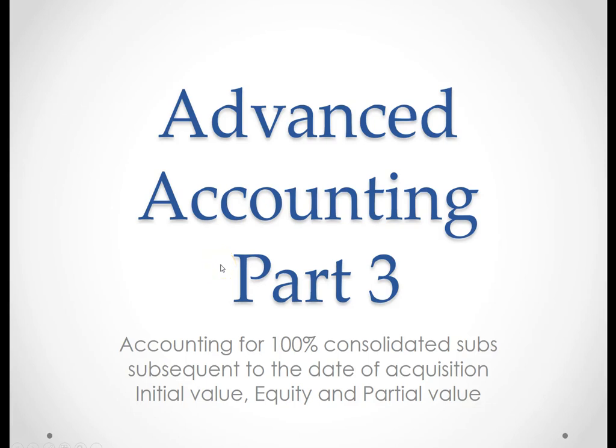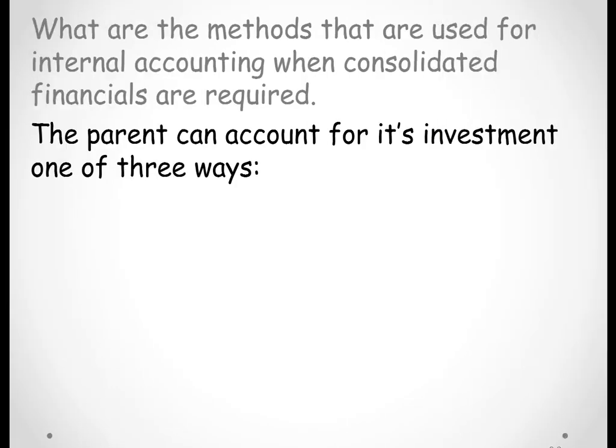This is part 3 for advanced accounting on what happens when we are accounting for 100% consolidated financials subsequent to the date of acquisition, and the parent uses either the initial value, equity, or partial value method. What are the methods that are used for the internal accounting when consolidated financials are required? The parent can account for its investment one of 3 ways.